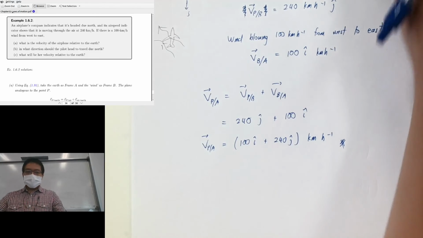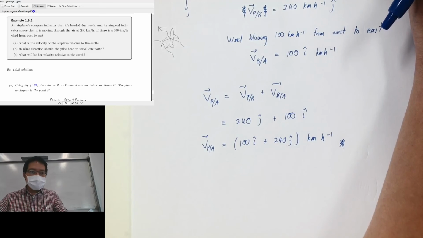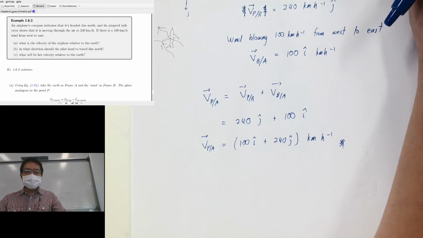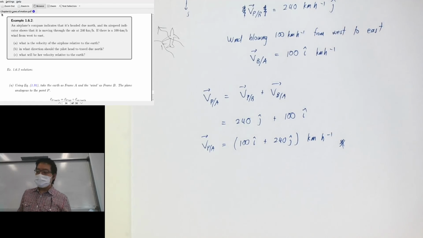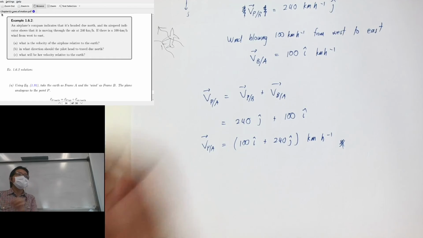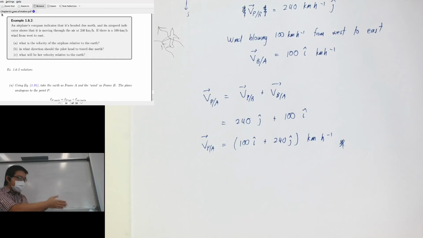Then the next part is: in what direction should the pilot head in order to travel north? That is the problem that people encounter when flying a plane. You can control your plane relative to the wind only. You can aim your airplane in a certain direction and try to go there. But if there's a wind blowing against your plane, then you end up going in a different direction.